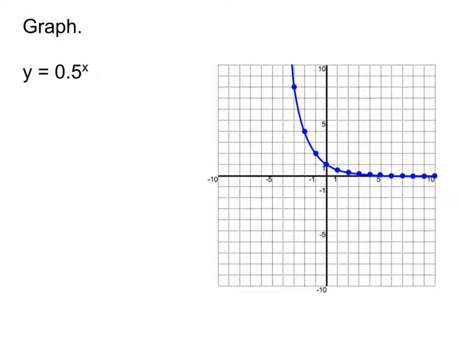I'm not going to get into all the details, but it's actually because 0.5 to the x is the same as 1/2 to the x, and 1/2 to the x is very closely related to 2 to the x when x becomes negative. So there are some interesting little tricks that happen in there as well.